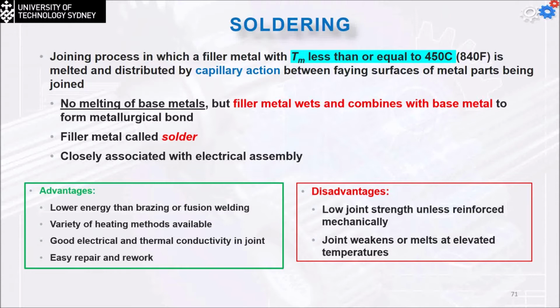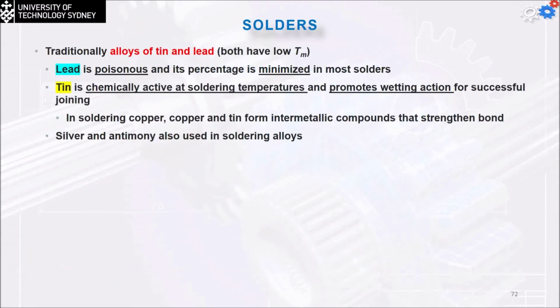This is a very common problem in electrical circuits working at very high current, because the high temperature will melt the soldering points. Solders are traditionally alloys of tin and lead, which both have very low melting temperatures. Lead is a poisonous material, and its percentage is minimized in most solders. Tin is chemically active at soldering temperature and promotes the wetting action for successful joining. In the soldering of copper, tin forms intermetallic compounds that strengthen the bond, and silver and antimony are also used in soldering alloys.